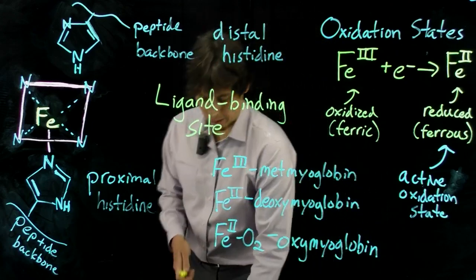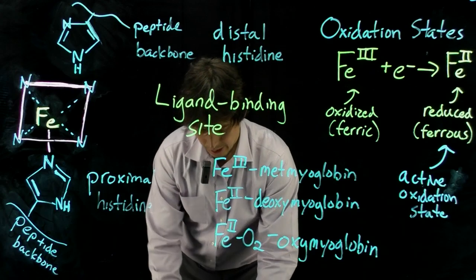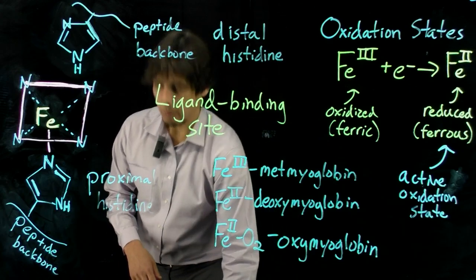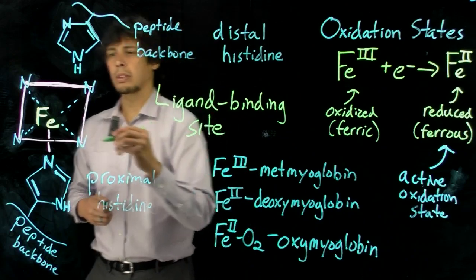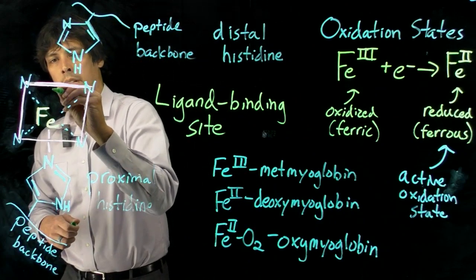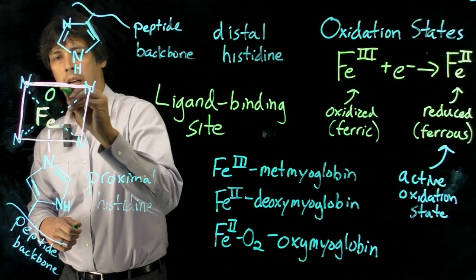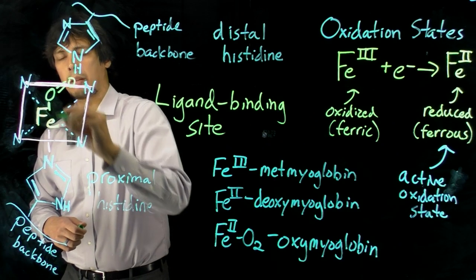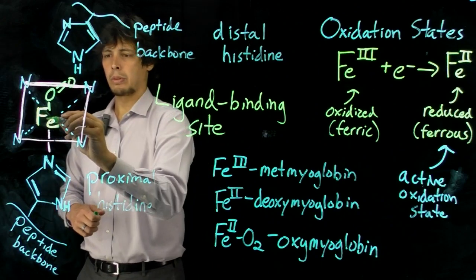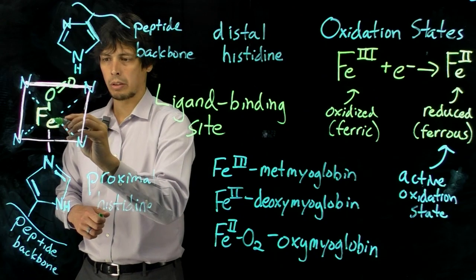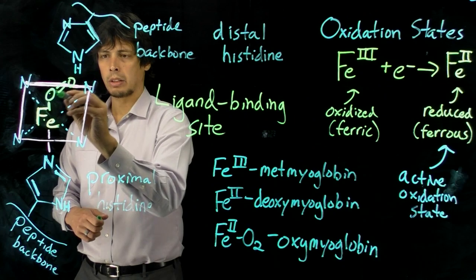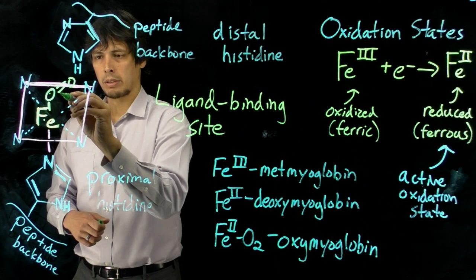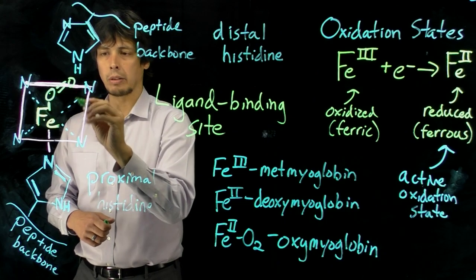So let's go back and look at this ligand binding site structure and find out what's important. Oxygen is going to bind to iron in a bent fashion. If we consider the three atoms, the iron and the two oxygens, this is going to be bent. It's not going to be linear.